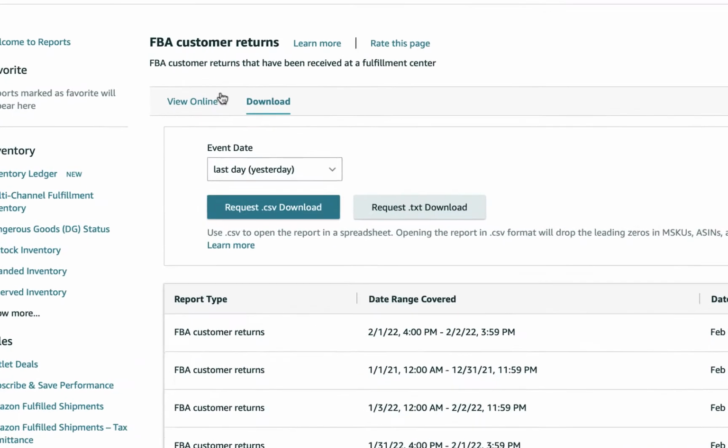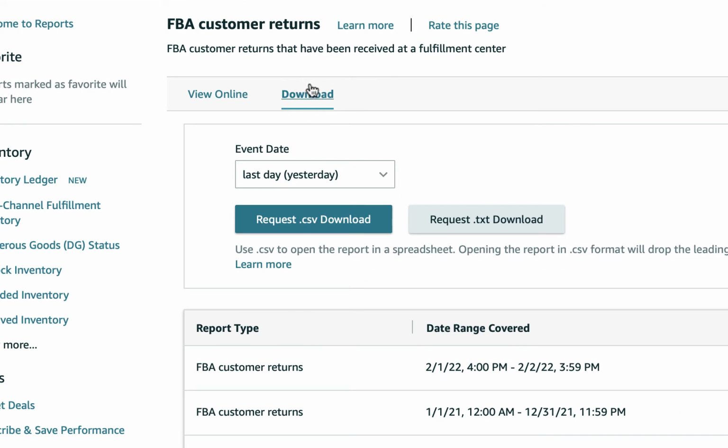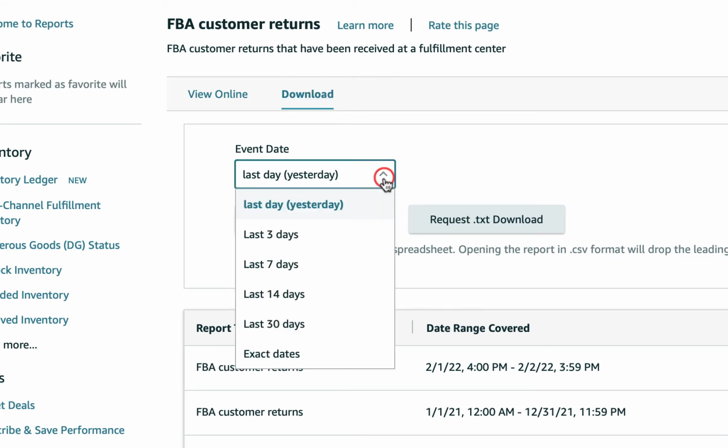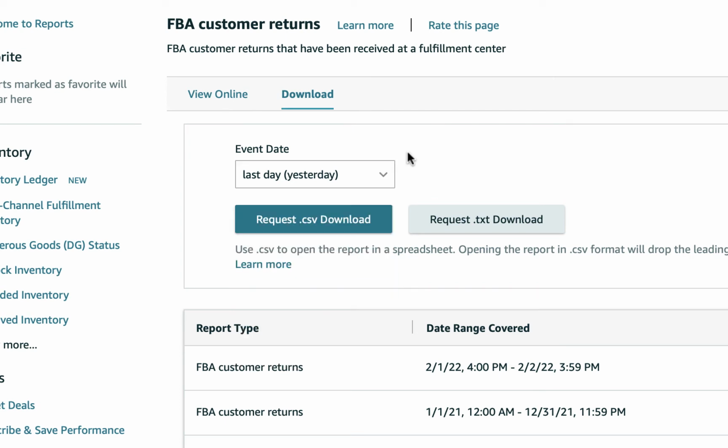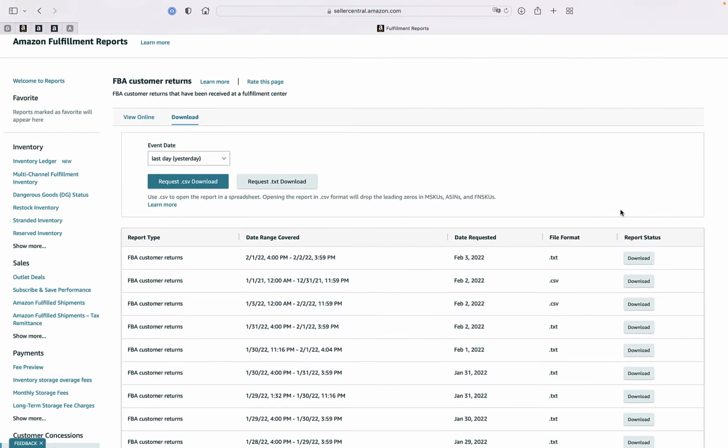And you have the option to view it online or download. Let's download it in this case so that we can analyze it. So click download, and then you can select a date range. We chose to look at the entire year last year, but you can also just look at the last 30 days or whatever time range you want to look at for your returns. So once you've selected your date range, you want to click Request CSV Download, and after a couple of minutes, it will be available for you to download here in the list.